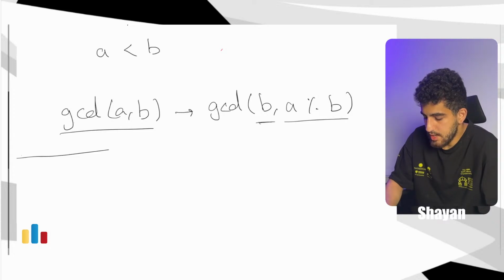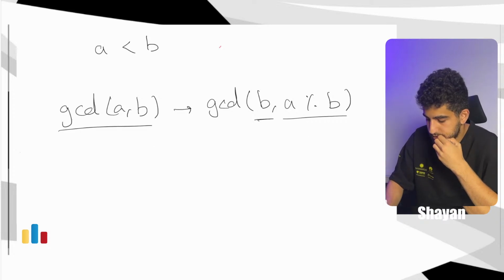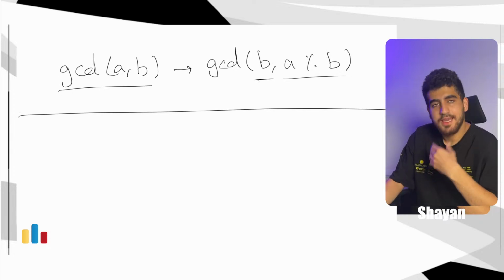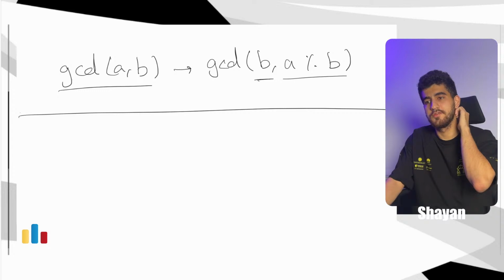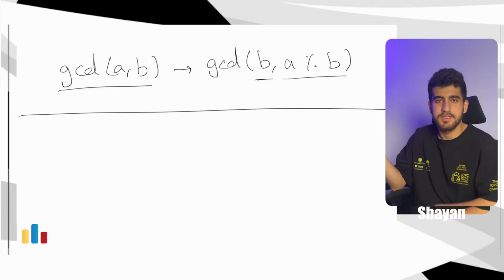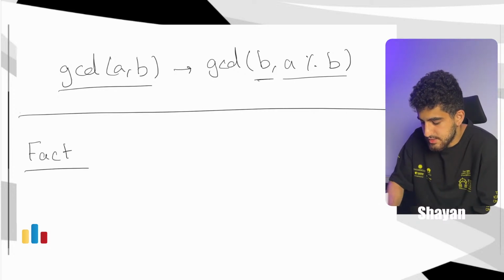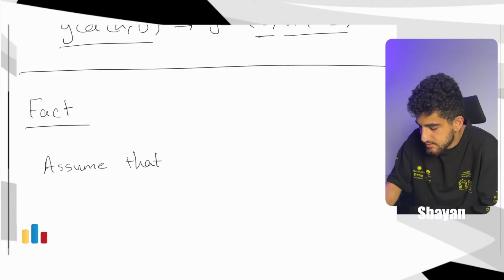So now we know this. We know that GCD of A and B is equal to GCD of B and A modulo B. Now again, we need one more tool in order to find GCD with a better time complexity. And that other tool is another fact that is also very important in number theory. Assume that we have two numbers, A and B, and A is greater than or equal to B.